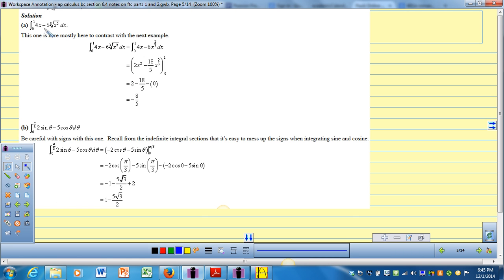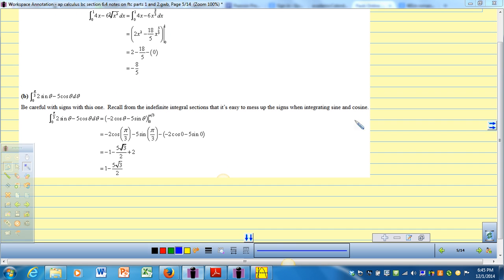So for letter A, we just needed to rewrite 6 times the cube root of x squared as 6x to the 2/3. Then we could apply power rule to 4x and 6x to the 2/3, which is going on here. Remember, to do the power rule, we do x to the n plus 1. So that's 2/3 plus 3/3 is 5/3 over n plus 1, which is 5/3. We evaluate this between 0 and 1, plug in 1, subtracting, plug in 0. We get negative 8/5.